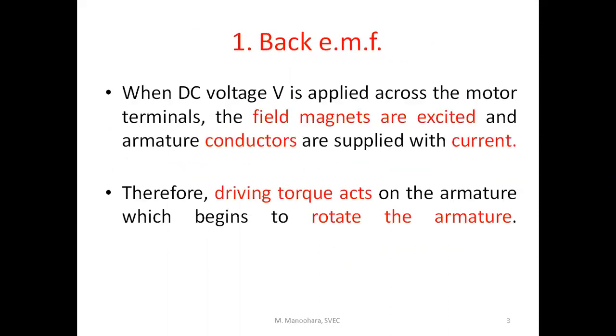Coming to first topic, back EMF. When supply is given to the DC motor, let us say shunt motor. In shunt motor, there are two important windings. One is armature winding, another one is field winding. These two windings are connected in parallel. When supply is given, current will flow via field winding and also armature winding.